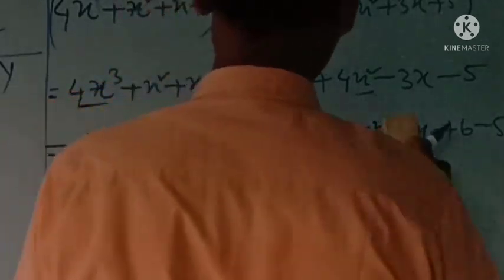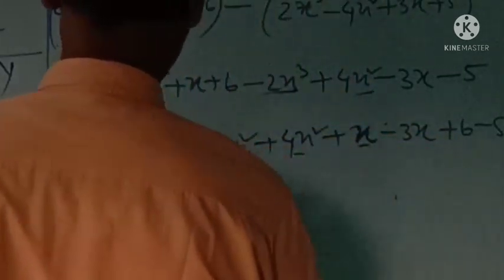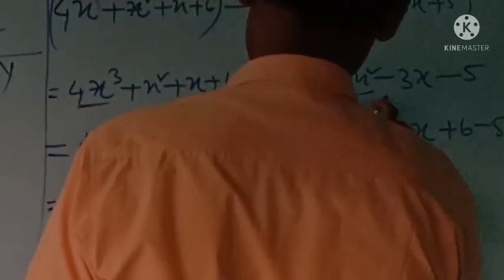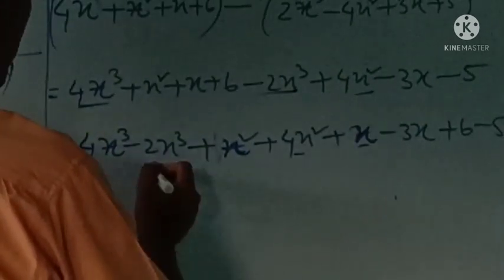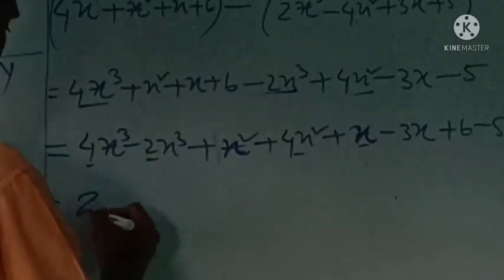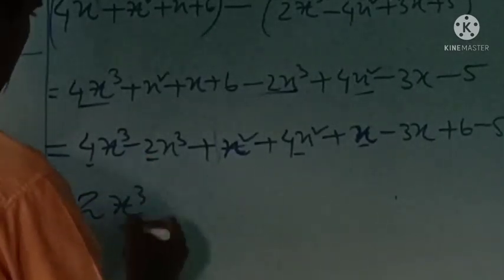Sorry, this x square is not square. We made a mistake here. So this is 2x square and this is only x. Now see, 4x cube minus twice x cube, 4 minus 2. The coefficient of x cube is 4, the coefficient of x cube is 2, so 4 minus 2 will be 2, so twice x cube.